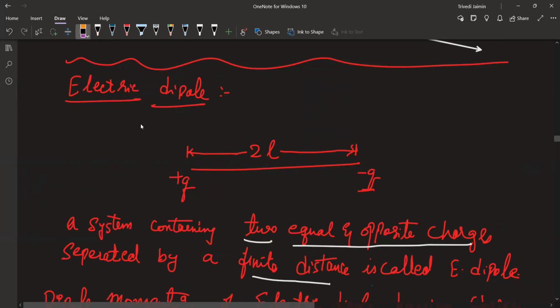So while solving numericals, if they give the distance between two charges, then we should not take it as L. Let's say they give 2 centimeter. That means 2L equals 2 centimeter, meaning the total length is 2 centimeter, not L equals 2 centimeter. The distance between them, that is 2L, equals 2 centimeter. The distance between the dipole charges is 2L.